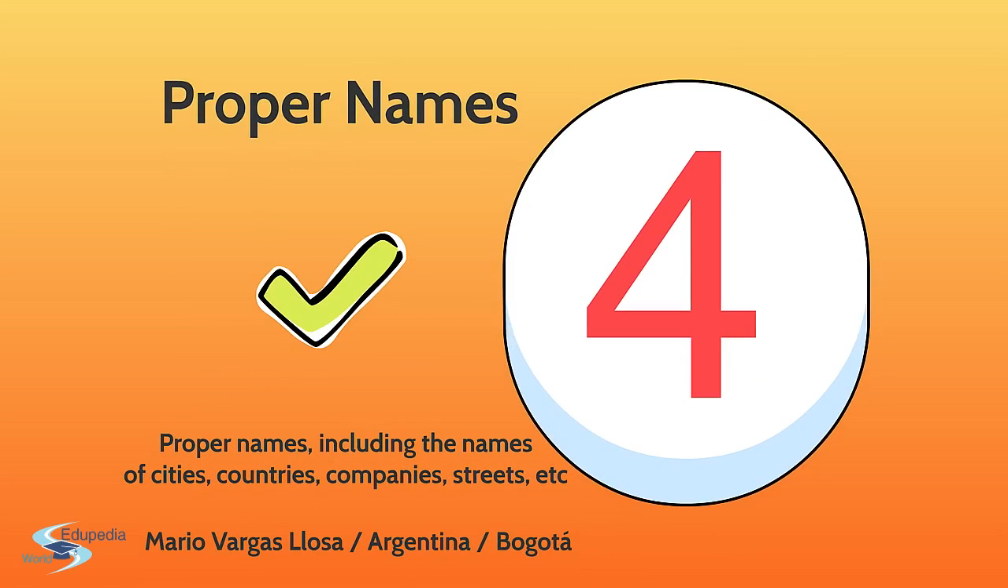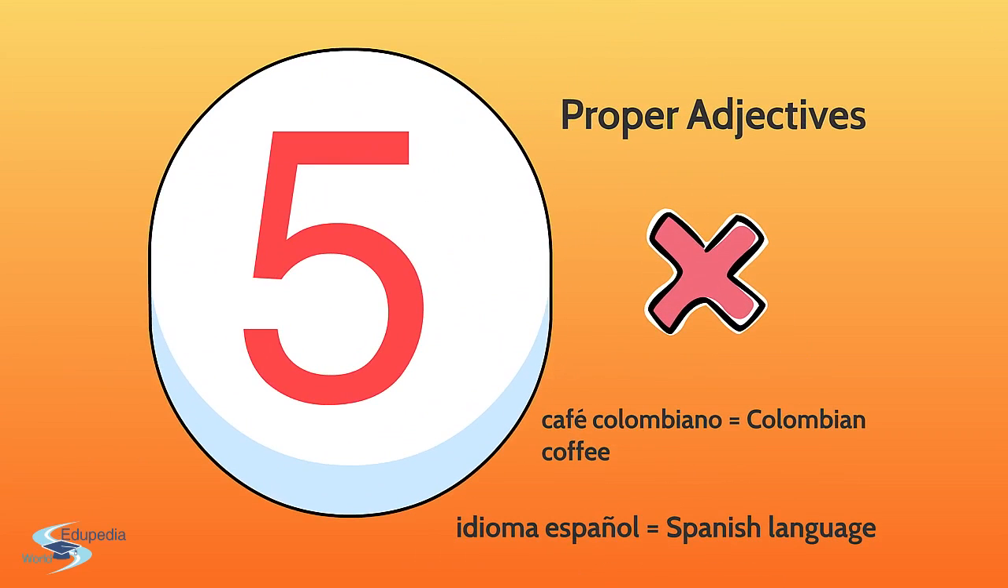Also, proper names, such as people's names, names of cities, countries, companies, streets, etc., always go with capital letters, as happens in English and many other languages. As you can see on the screen, Mario Vargas Llosa, Argentina, Bogotá always go with capital letters. But proper adjectives, as in Colombian coffee, that Colombian goes with a capital letter, but if you translate it into Spanish, it doesn't. So, café colombiano goes with small letters, but Colombian coffee goes with a capital letter.